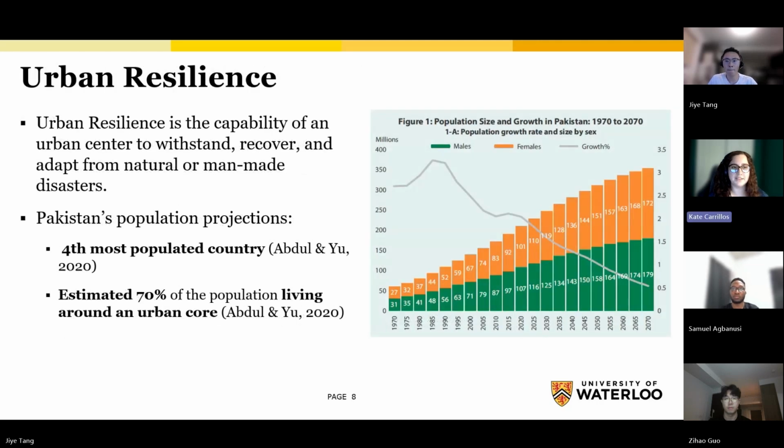Urban resilience is the capability of an urban center to withstand, recover, and adapt from natural or man-made disasters. Pakistan's urban centers are critically important, with projections expecting it to become the fourth most populated country in the world, with an estimated 70% of the population living around an urban core.